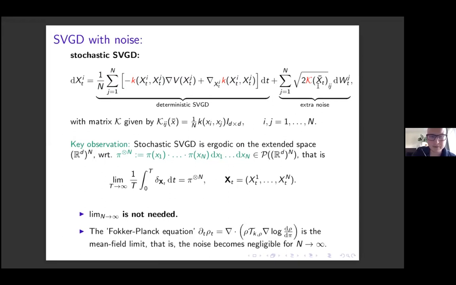And this extra noise has been constructed in a very special way, namely so that the target measure, pi, if you tensorize it, will be invariant, and in fact, under certain conditions on the potential V, will be ergodic for this interacting dynamics. So what does this mean? We look at these interacting particles on the joint space, and they will converge for a long time towards this measure. Or in other words, if we look at an ergodic average like this, then we will get here.